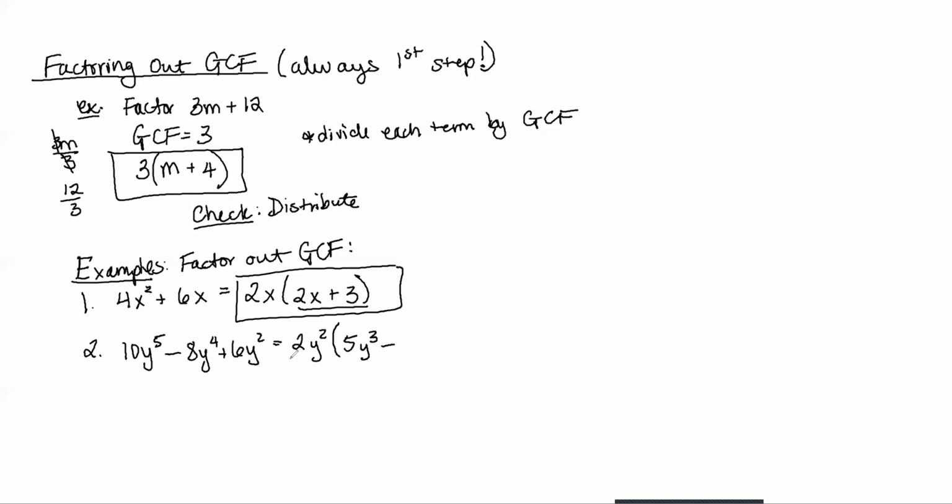Minus 8 divided by 2 is 4. We have 4 y's, get rid of 2, we're left with 2. Plus 6 divided by 2 is 3. 2 y's, so there's none left.